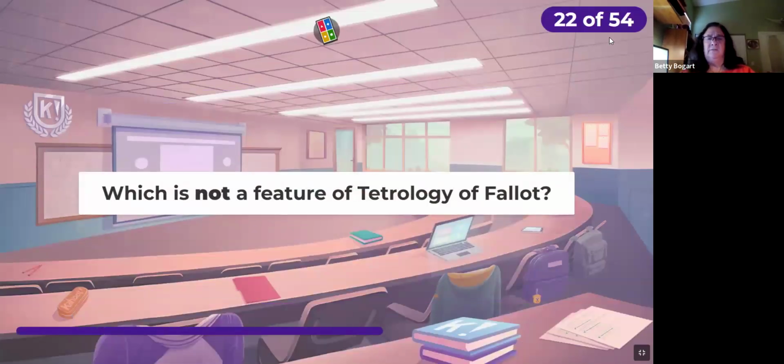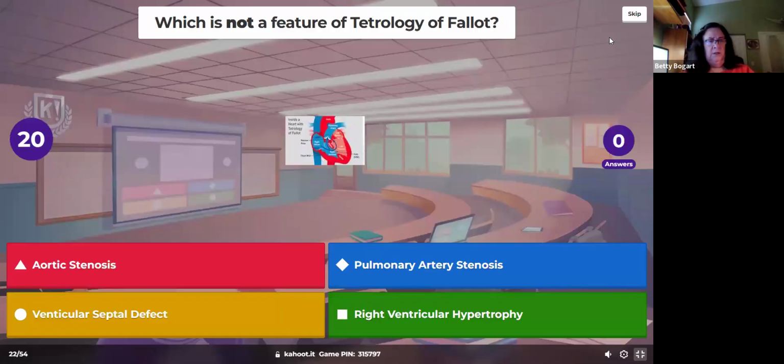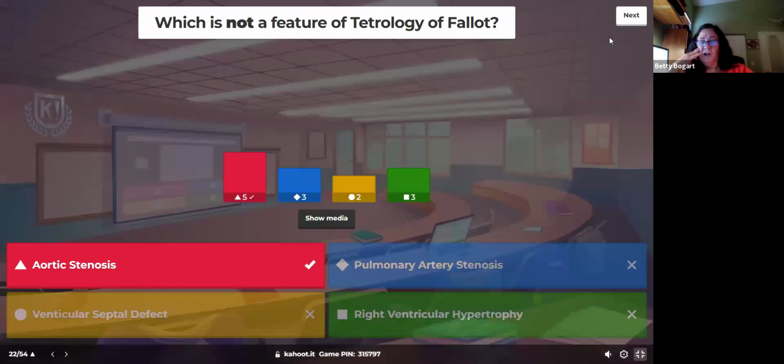What is not a feature of tetralogy of Fallot? Well, tetralogy of Fallot is a right-sided problem. So of all of those things, what's not right-sided? So the aortic valve is on the left side. Absolutely, that is not a tetralogy of Fallot.